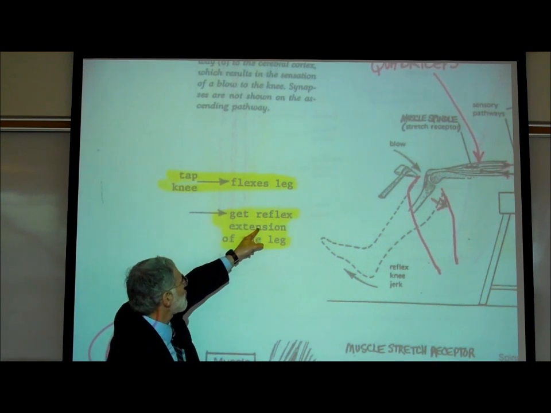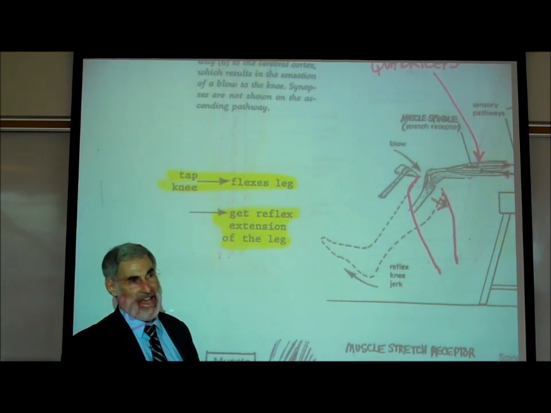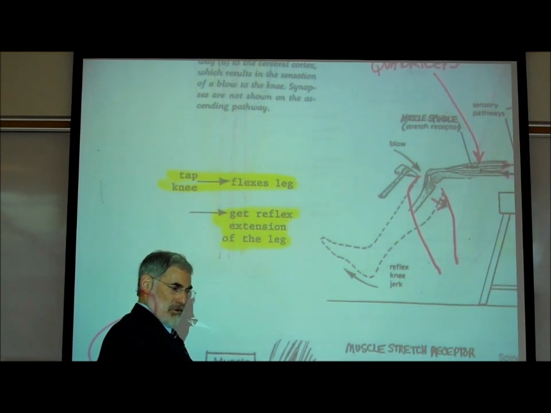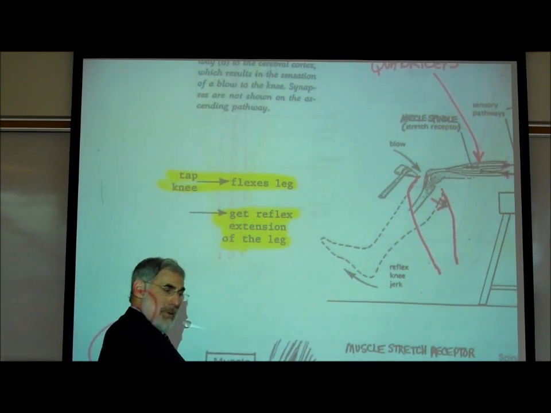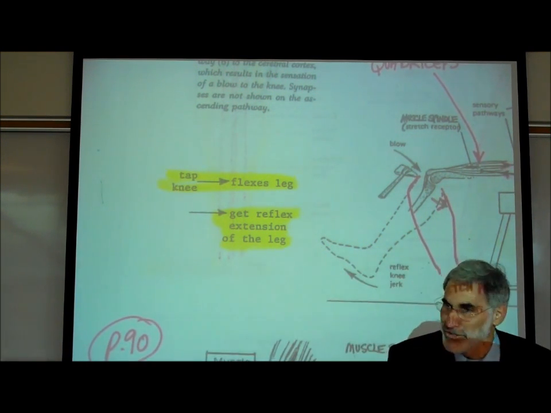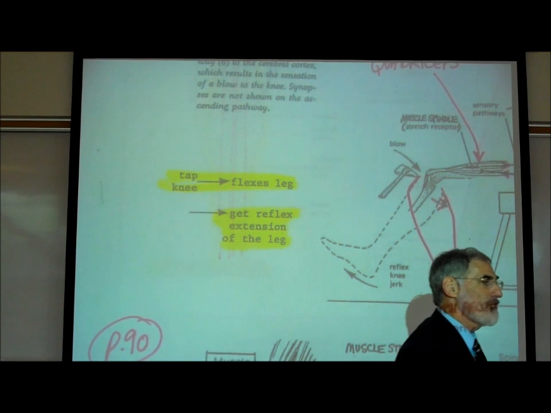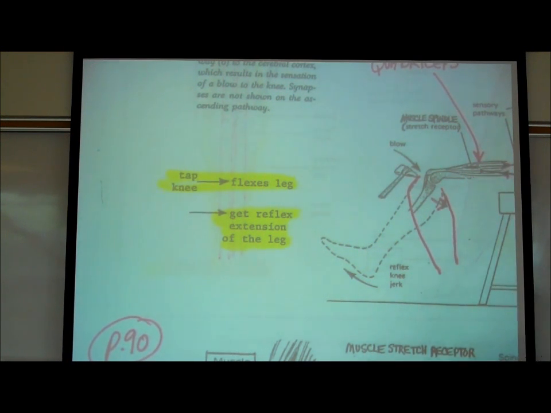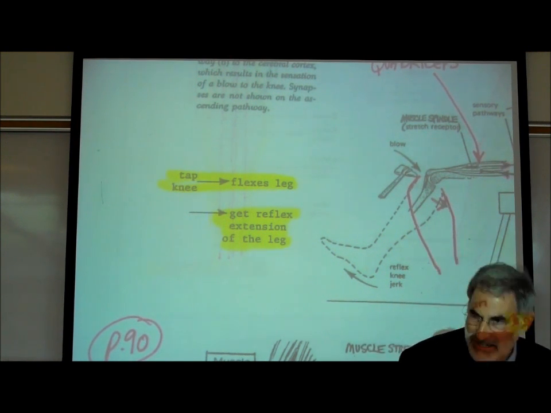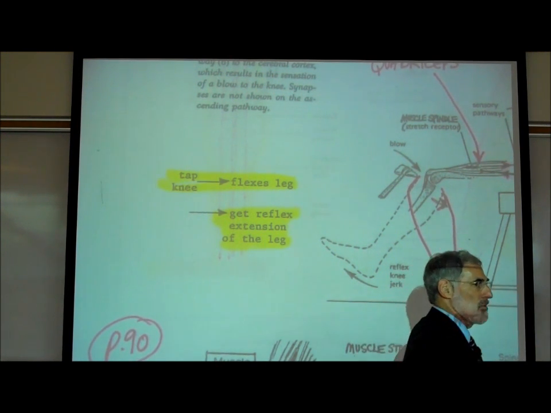That causes a reflex extension of the leg. So it's very simple. Action, reaction. You bent the leg, and the leg returns back to its original position. The purpose of a reflex is to return some condition of the body back to the original desired location. It's the original desired state. That's the purpose of a reflex.